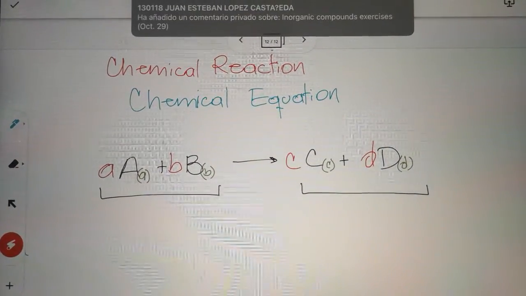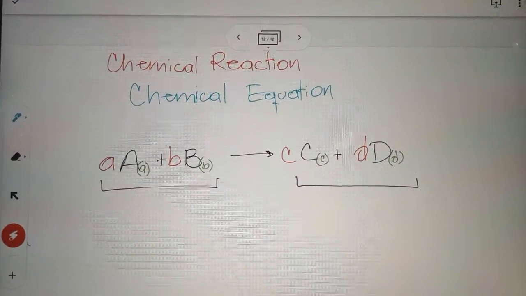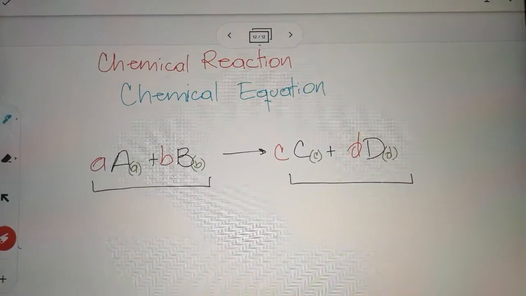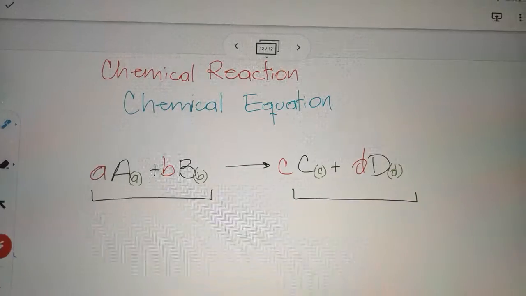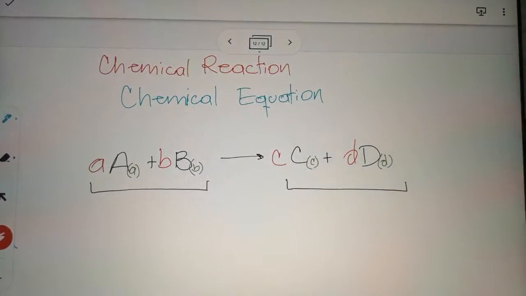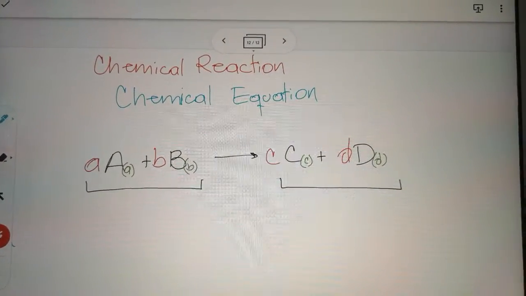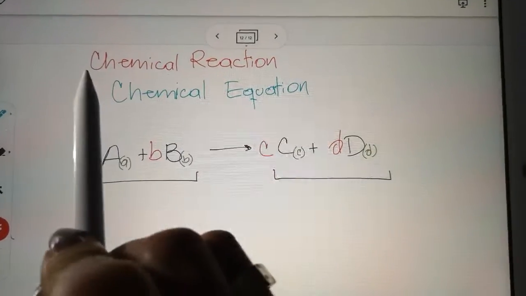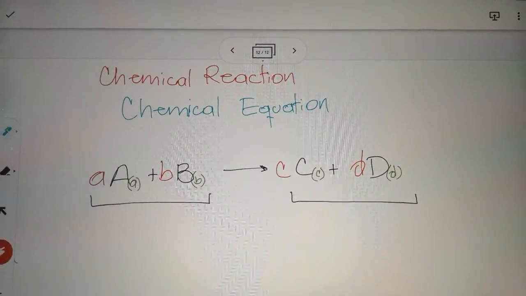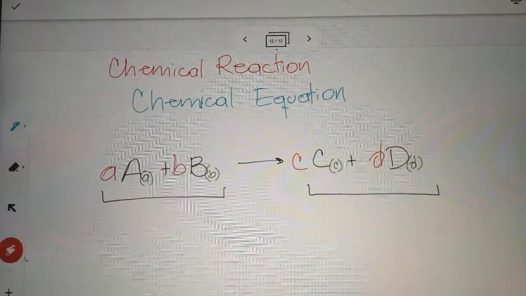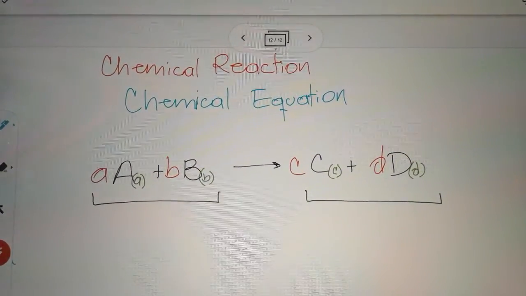Inorganic compounds, as you remember, we have inorganic oxides, inorganic hydroxides, acids, and salts. Where can you see that those compounds are related? Here in the chemical reactions, right? Why? Because in chemical reactions you can observe many changes.